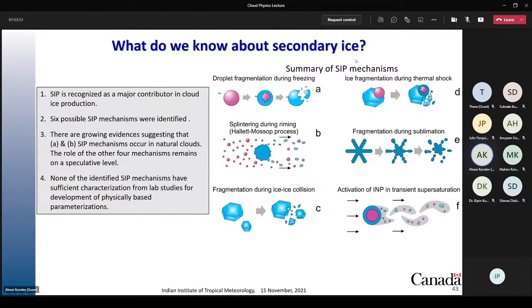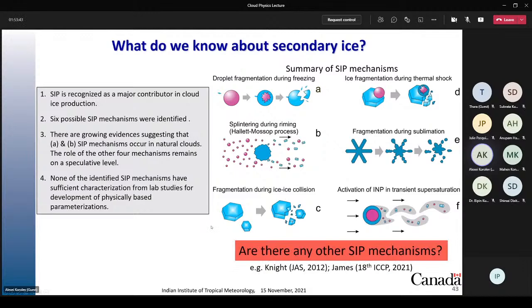So here is a summary. That's a conceptual diagram of the mechanisms which we discussed today: fragmentation during freezing, Hallett-Mossop process, ice-ice collision fragmentation, fragmentation during thermal shock, sublimation, and activation of INP in transient supersaturation.